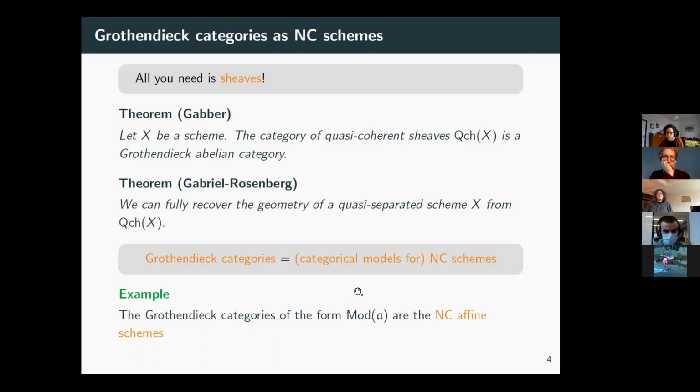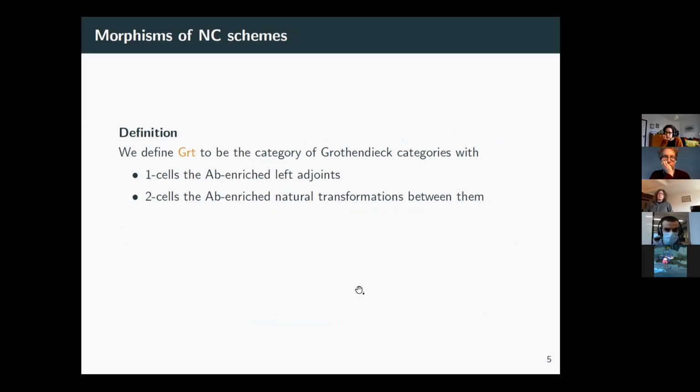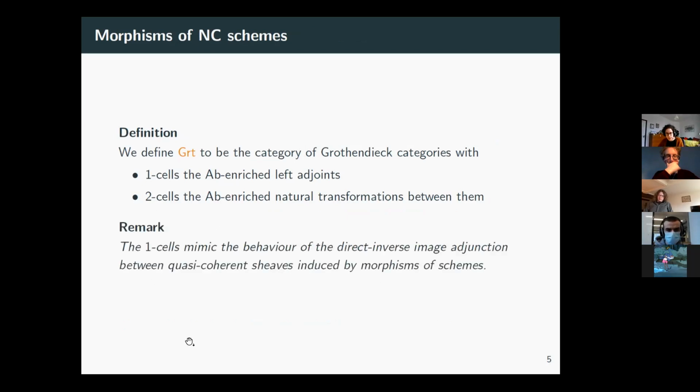But what about the morphisms between them? Well, we can define a 2-category of Grothendieck categories, GRT, which will be, okay, the objects will be Grothendieck categories. The one-cells will be the up-enriched left adjoints, and the two-cells just the natural transformations between them. What is the geometrical interpretation of this 2-category? Well, if you have two schemes, a morphism between schemes provides an adjunction between the categories of quasi-coherent sheaves. And this is the direct image and the inverse image adjunction.